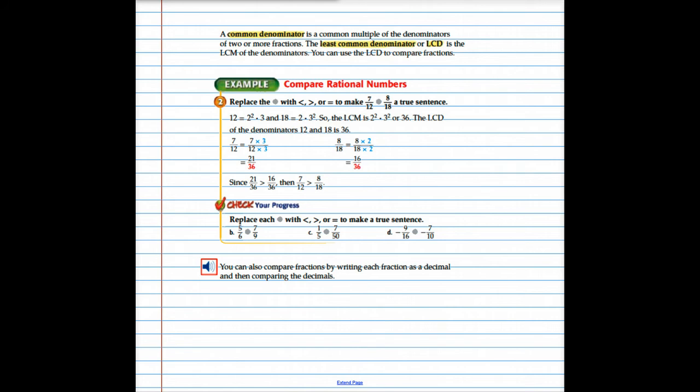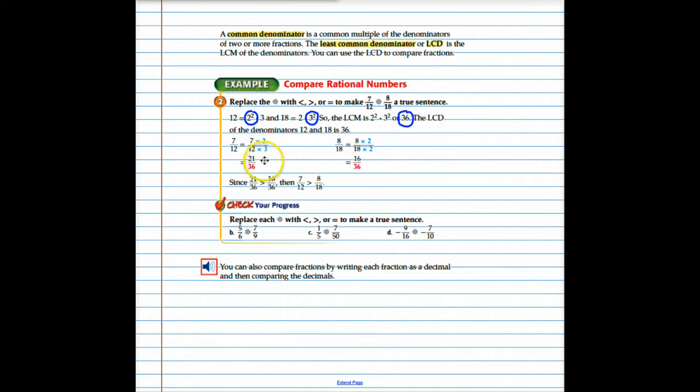A common denominator is a common multiple of the denominators of two or more fractions. The least common denominator, or LCD, is the LCM of the denominators. You can use the LCD to compare fractions. Here we're comparing 7/12 and 8/18. The prime factorization of 12 is 2 squared times 3. The prime factorization of 18 is 2 times 3 squared. So the LCM is 2 squared times 3 squared, which is 36.